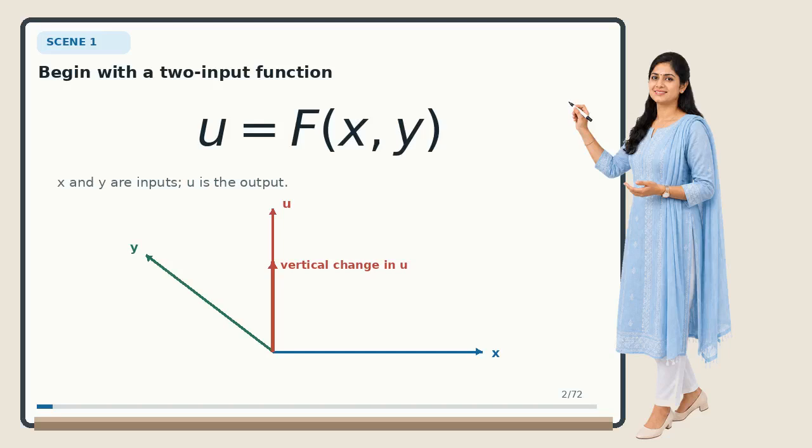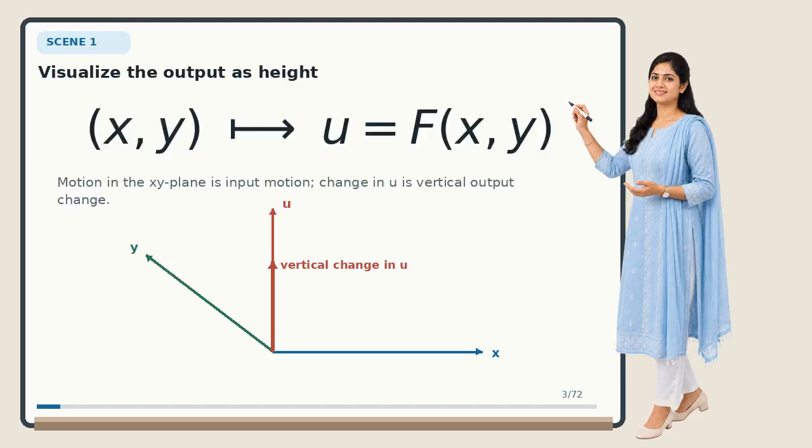First, forget for a moment that f of x comma y may later be equal to 0. Suppose simply that u equals f of x comma y. The output u depends on two inputs x and y. Think of the xy plane as the input floor. Over each input point the value u is represented as vertical height. A movement in the input plane can therefore cause a vertical change in the output.